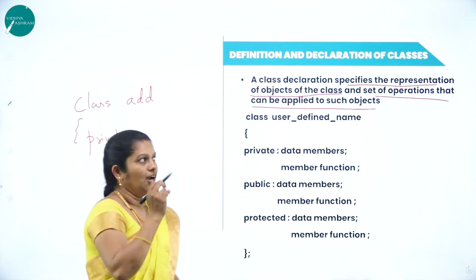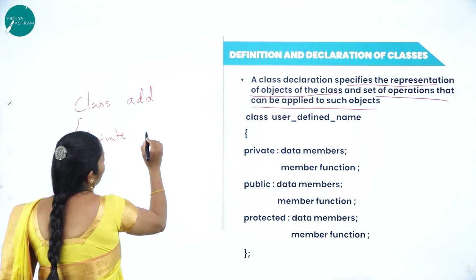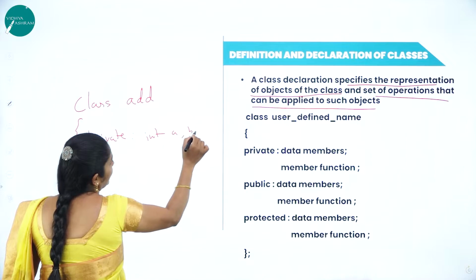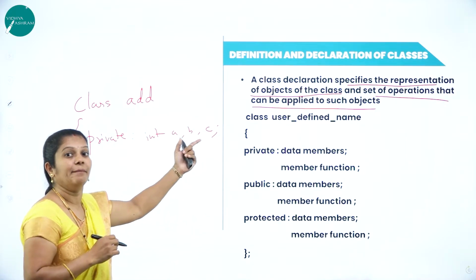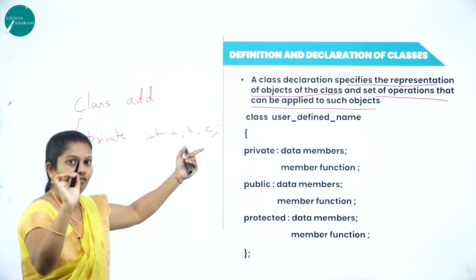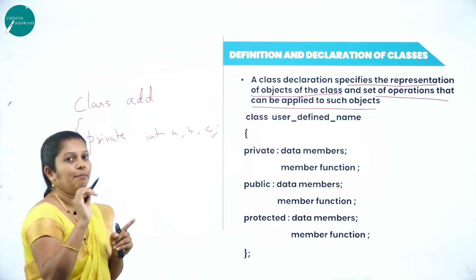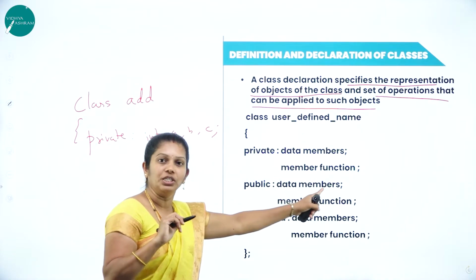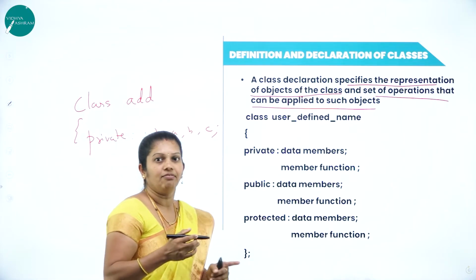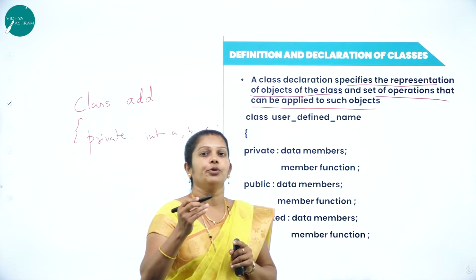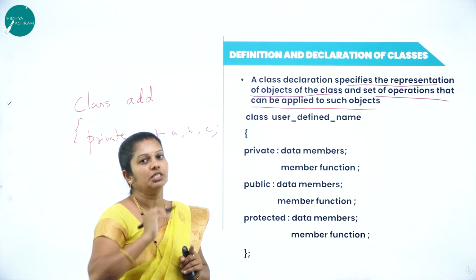Then the data members as well as member functions you have to mention. For example, I want to perform addition of 2 numbers. That's why here I will write int a, b and then c. This is nothing but data members. In the mobile, we have data like contacts, is it not? Those contacts can be called data members. Then we have member functions. What do you mean by a member function? A member function is nothing but a set of operations. A set of operations will perform a specific task.